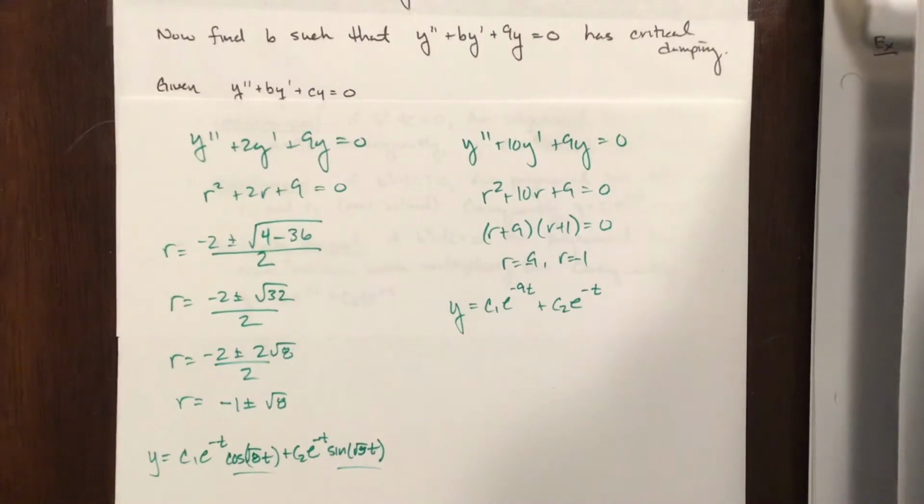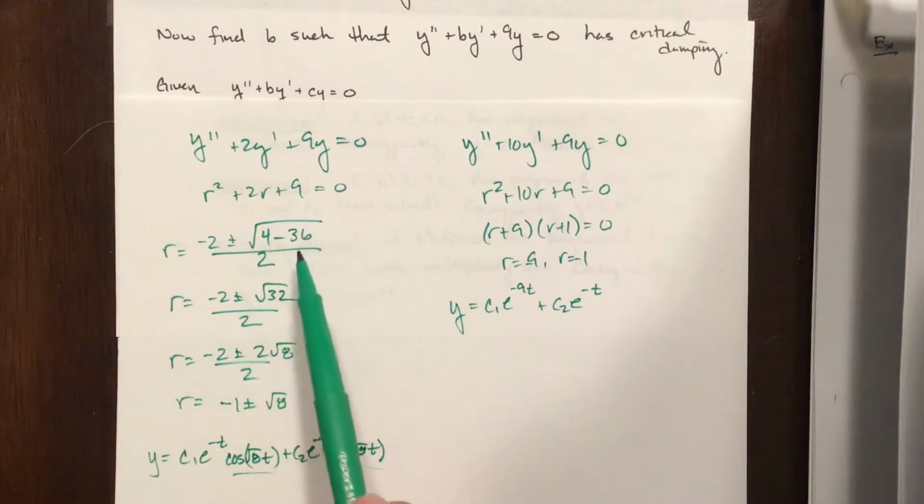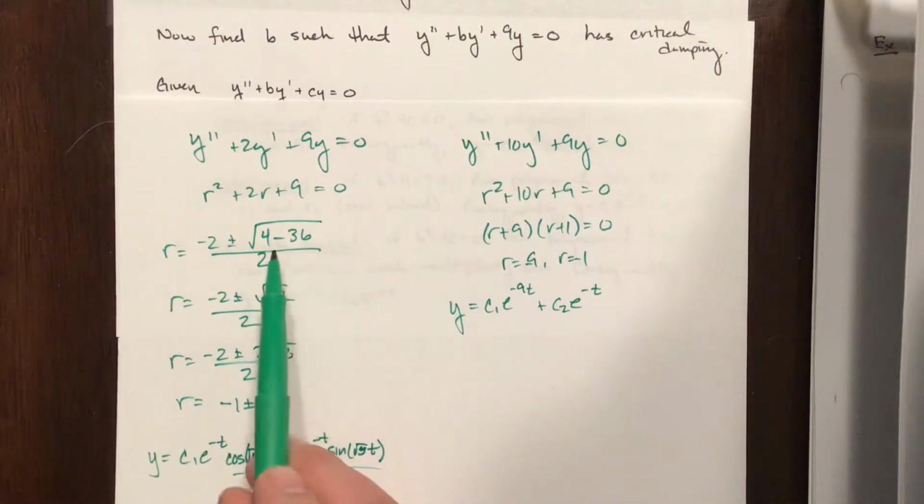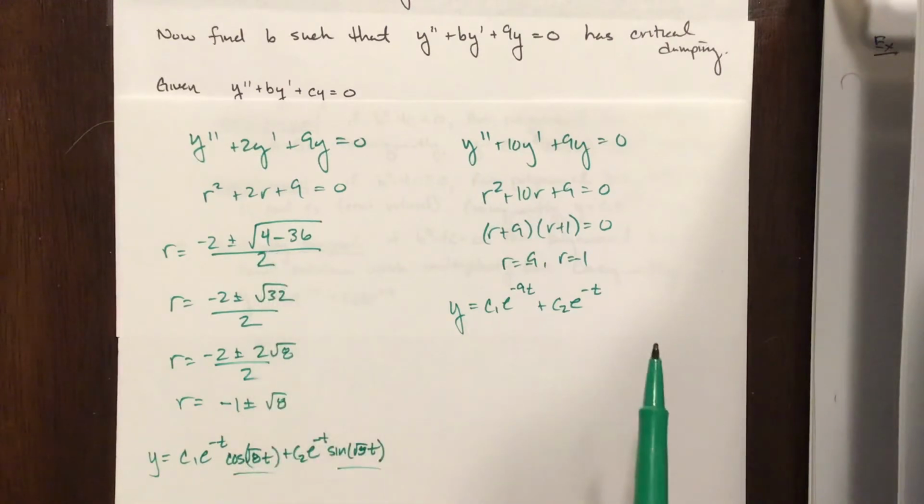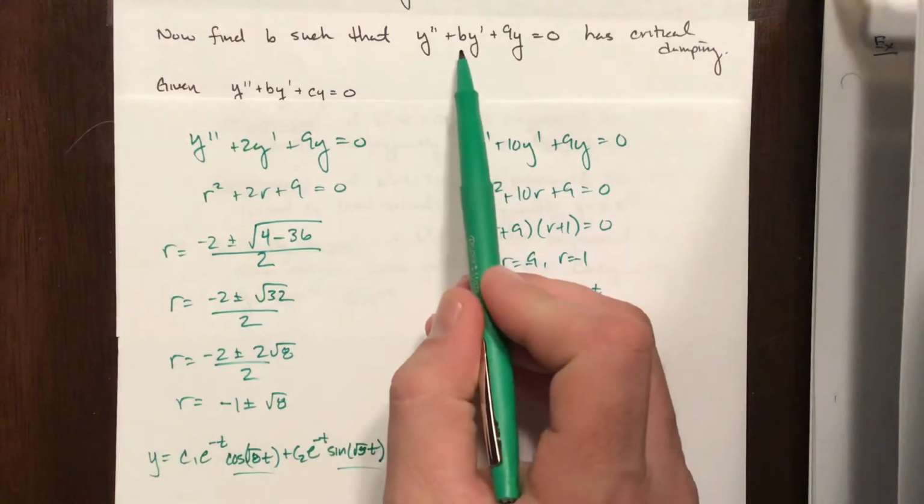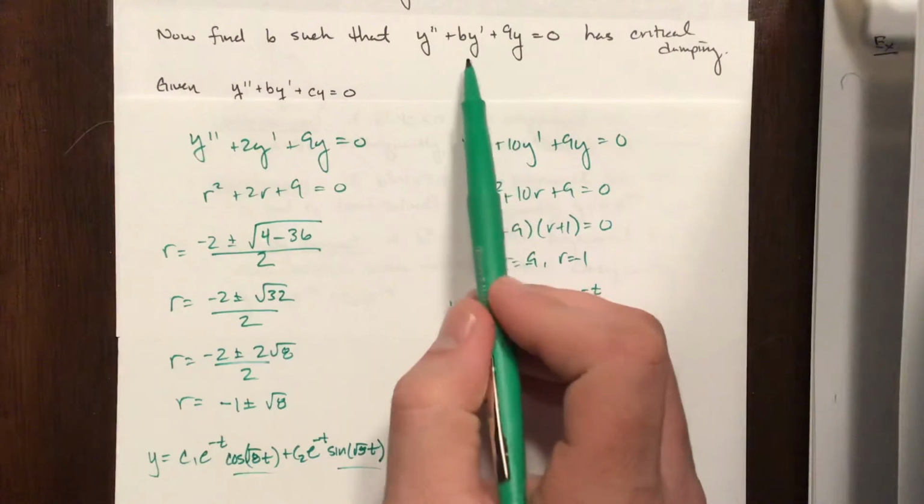So, what's the difference here? Well, in this case, we had imaginary roots to our auxiliary polynomial. In this case, we had real roots. Okay, what's the difference between real and imaginary roots? The answer is the discriminant. It's b squared minus 4ac. So we are going to achieve critical damping when the discriminant is not negative, the discriminant is not positive, but the discriminant is 0.